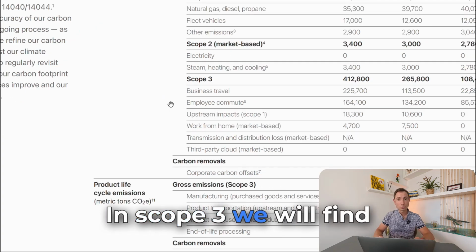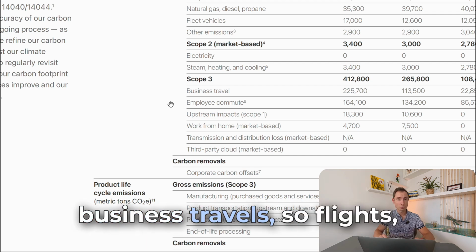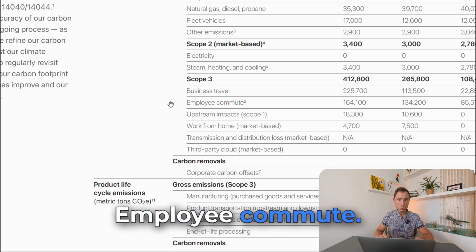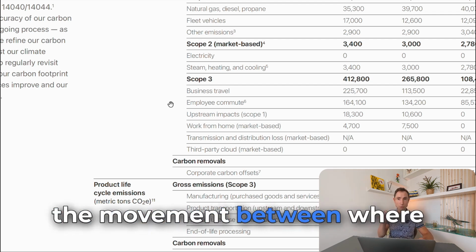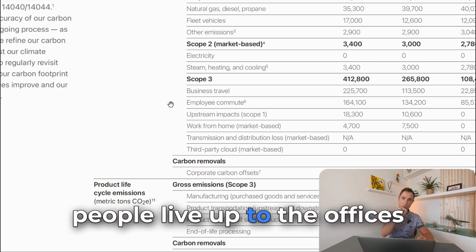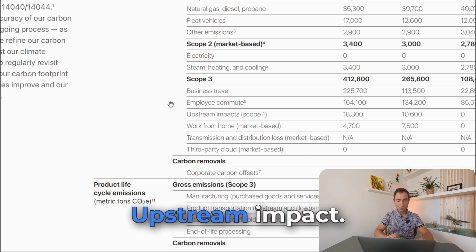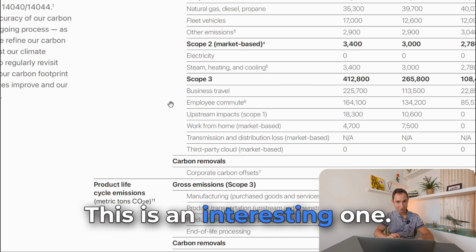In Scope 3, we will find the traditional business travel, so flights, trains, and so on. Employee commute, so that will be all the movement between where people live and the offices and facilities of Apple. Upstream impact. This is an interesting one.